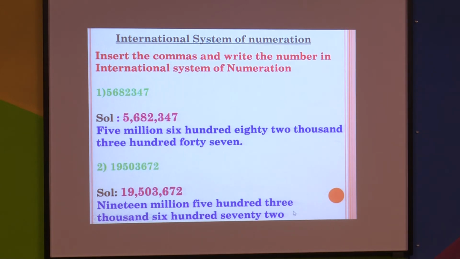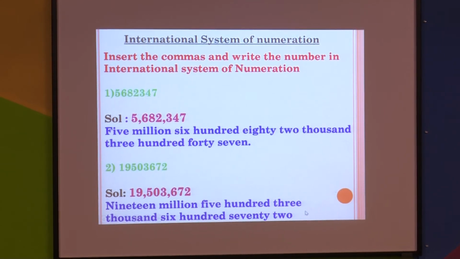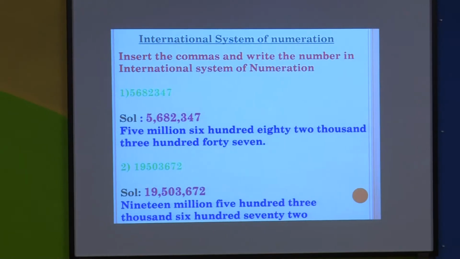19,503,672. This is the international system of numeration. So, students, I would like to ask you, where do you use this international system of numeration? Why do we require to study it? Anyone can tell me?